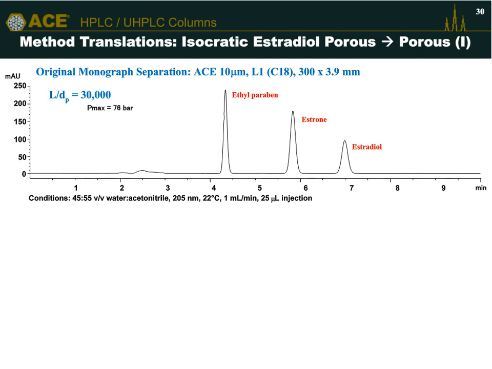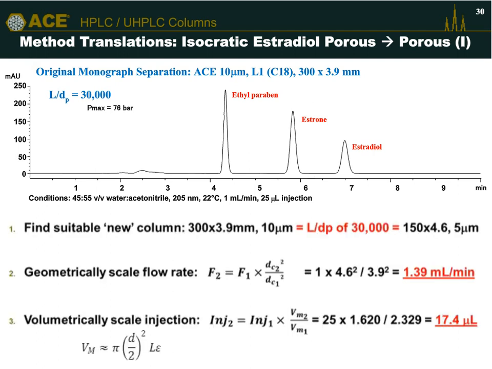Now, if we wanted to improve the chromatography and use a smaller column dimension, then what we have here, you can see our 3 easy steps. We find a suitable new column, such as the 150 by 4.6 5 micron. We scale the flow rate according to this equation here, and we scale the injection volume to give similar sensitivity using that equation there. And you can see I've calculated those values out, and when we use that column with those new conditions, this is what we get.